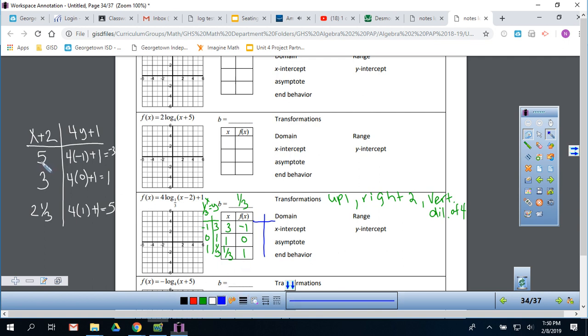Alright, so now we're going to plot these points. We're going to have a point at 5, -3. We're going to have a point at 3, 1. And we're going to have a point at 2 1/3, 5.